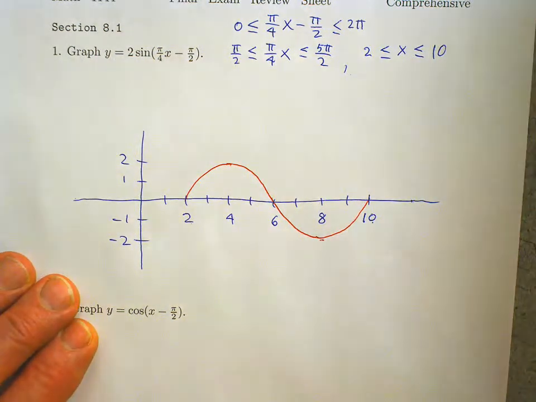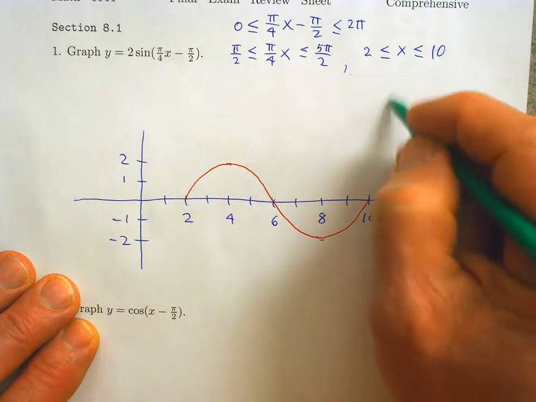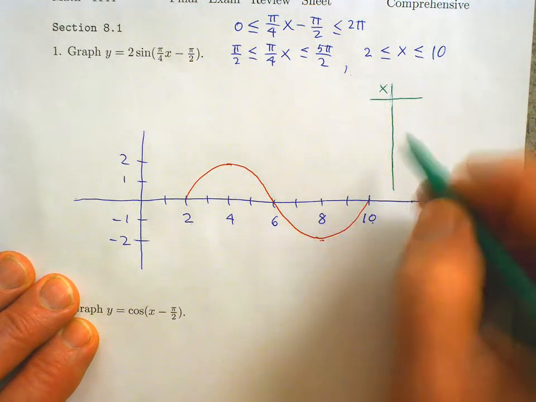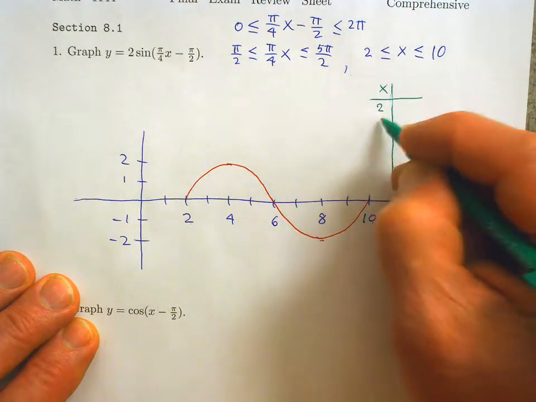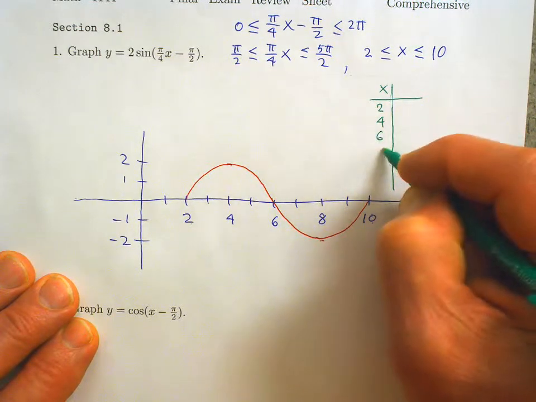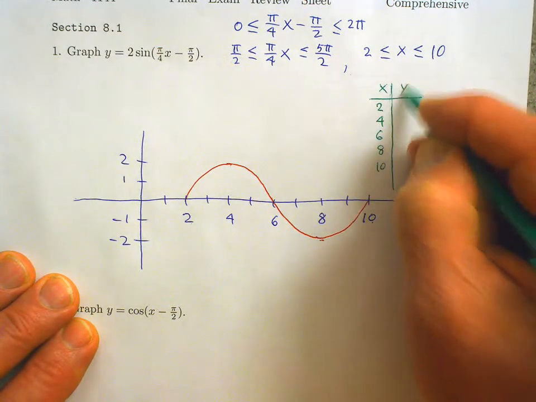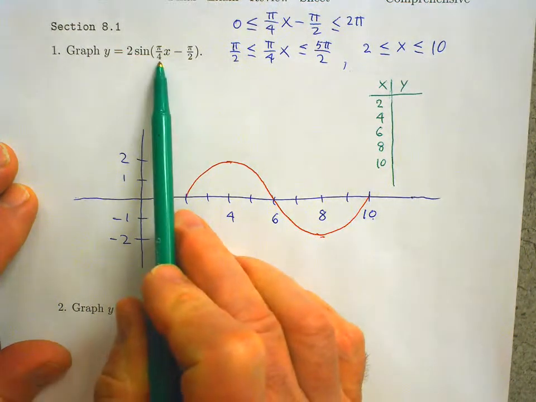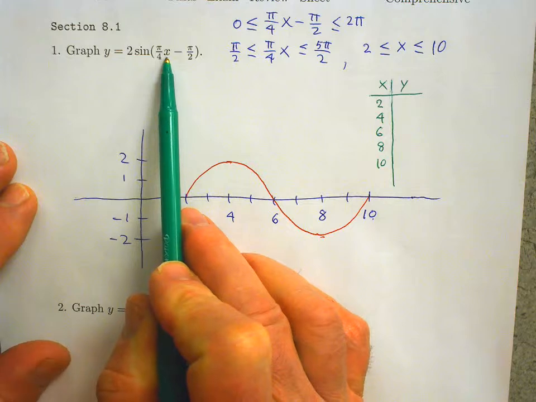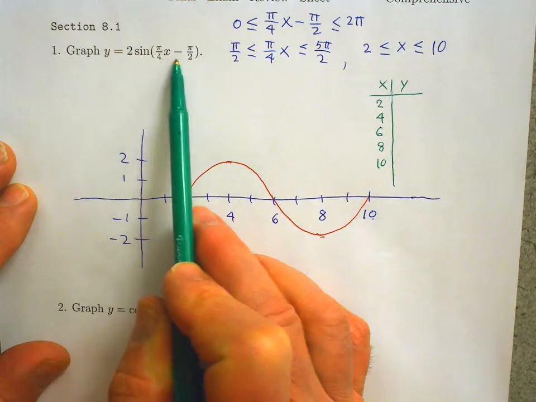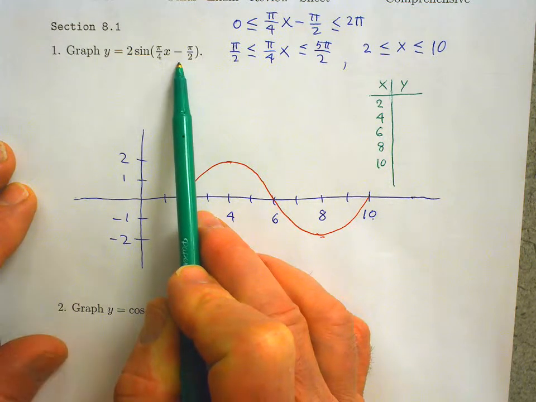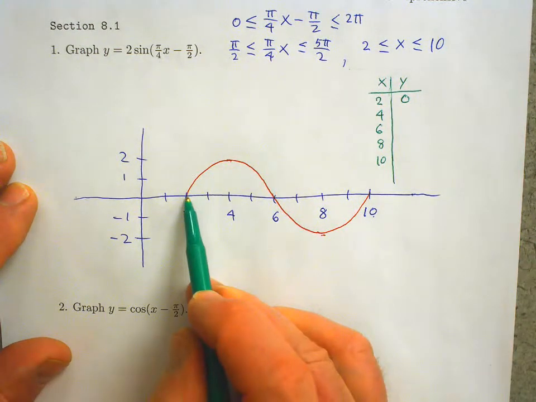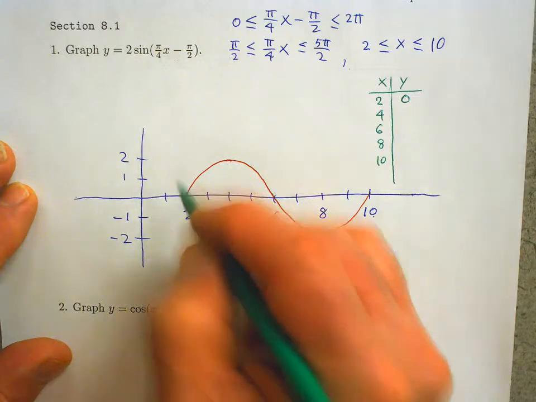Okay, but we will verify by picking a few x values like 2, 4, 6, 8, and 10. Okay, so when x is 2, pi over 4 times 2 is pi over 2. Pi over 2 minus pi over 2 is 0. Sine of 0 is 0. 2 times 0 is 0. Okay, so that agrees with what I've graphed. This is the ordered pair 2, 0.